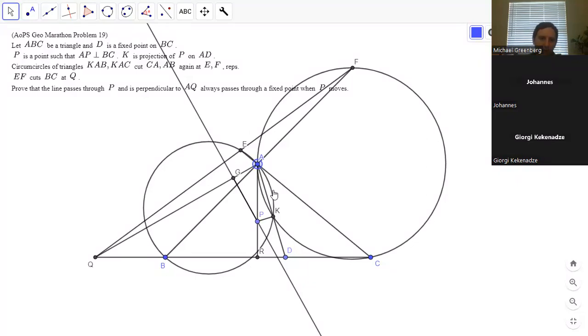So if K were the in-center, so if AD were the angle bisector and K was the in-center, then we could maybe use the in-center/excenter lemma.